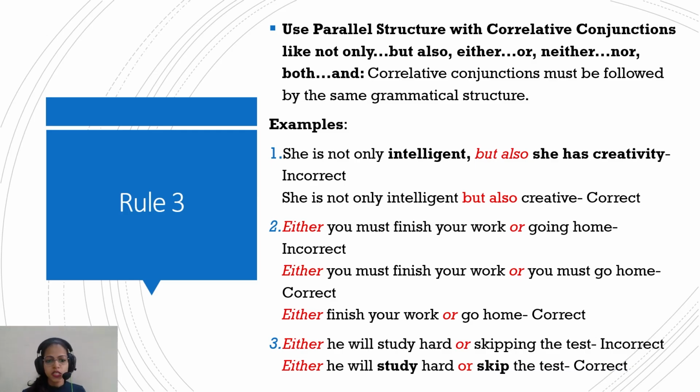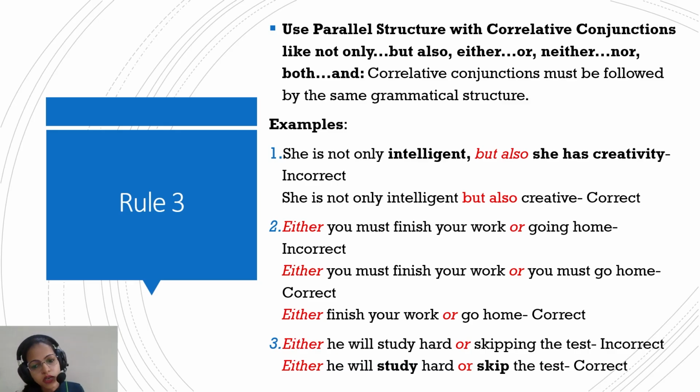But then in the first statement, we see that both sides are not parallel. She is not only intelligent, but also she has creativity. No, she is not only intelligent, but also creative. So now the word before is intelligent and the word after is creative. It is neat. It is easy to understand and hence it is grammatically correct also. She is not only intelligent, but also creative.